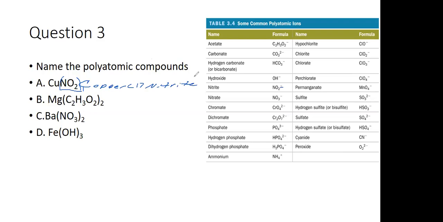A is a Roman numeral one. That's copper one, because I only have one copy of nitrite, and NO2 is one molecule. Yeah, my tablet is not calibrated correctly, so that's why my writing looks really weird today.